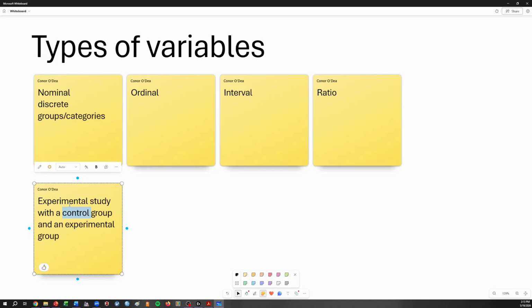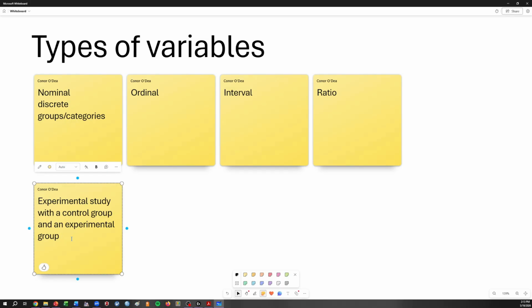Another important concept here is that there's no ordering to these. Now you might say that the experimental group is probably going to perform better or worse than the control group on whatever you're measuring. That's not what we mean by an order here. An order would be a very clear natural ordering to these groups. There's not a clear natural ordering when you look at experimental versus control.